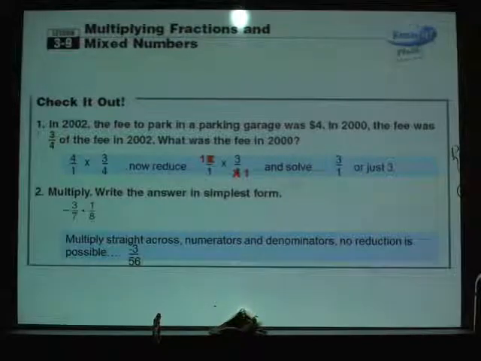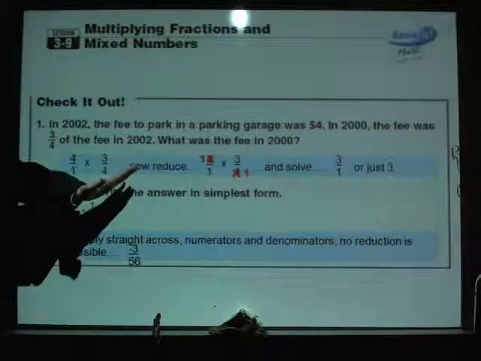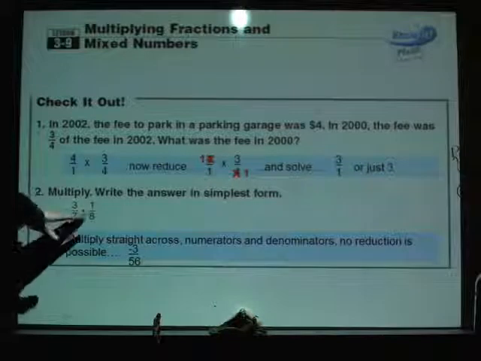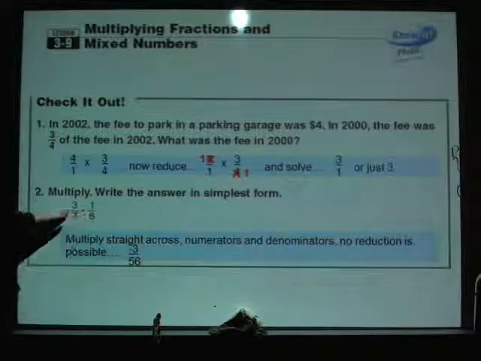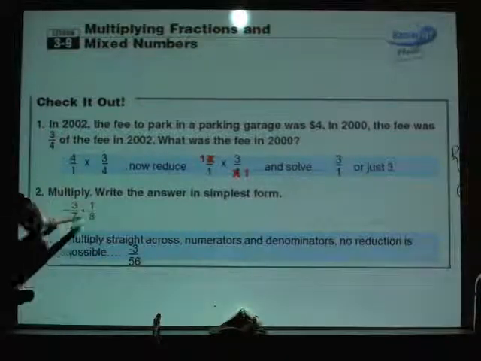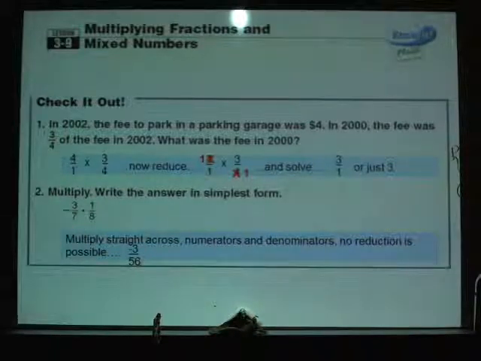The other question here, we're multiplying together -3/7 and 1/8 and writing our answer in simplest form. Well, there's nothing to take out here because 3 and 8 have a greatest common factor of 1. 7 and 1 have a greatest common factor of 1. So we can just multiply. What we want to be cautious of is to make sure that in the end our answer is negative, because as you can see, we have mixed signs here, so my answer should be negative. 3 times 1 is 3, and 7 times 8 is 56, and so we end up with -3/56.